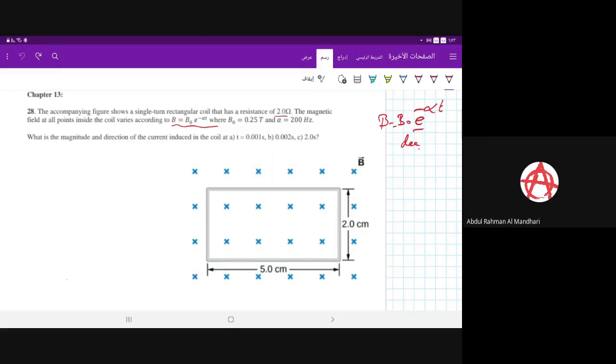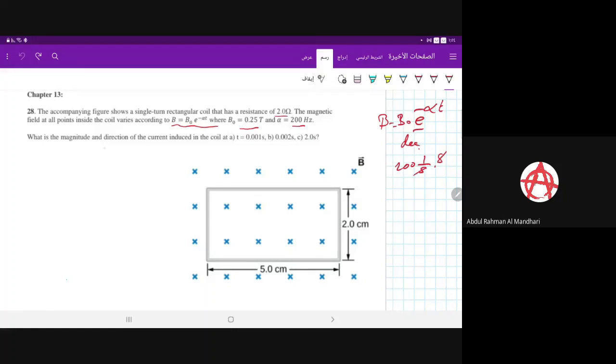B naught is 2.25 Tesla, alpha is 200 hertz, and this is actually obvious because we know that hertz means 1 over s, and we have t there at the top. So alpha is 1 over s, which is hertz, times s, so s will cancel with s. So we have only numbers at the top there.